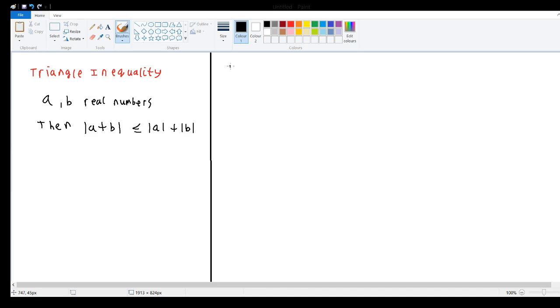So let's have a look at what case 1 could be. Case 1 is going to be a is greater than or equal to 0, and b is also greater than or equal to 0. So then what does the modulus of a plus b look like? Well, it's just a plus b, because since they're both greater than or equal to 0, a plus b is going to be greater than or equal to 0, so the modulus just gives us a plus b back out. And then this is equal to the modulus of a plus the modulus of b.